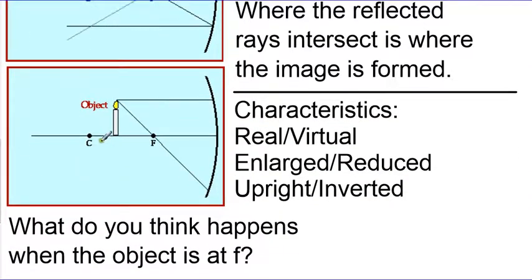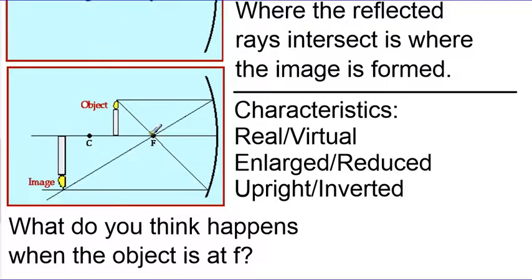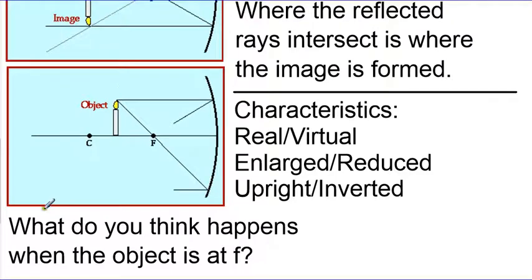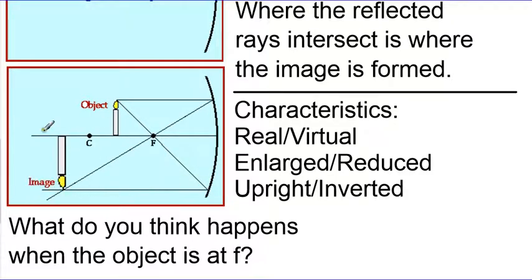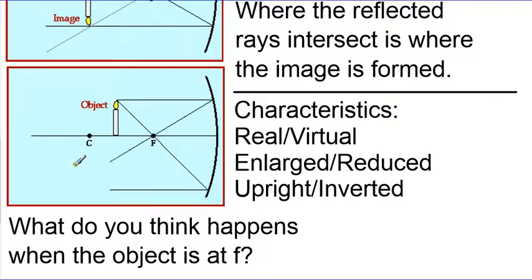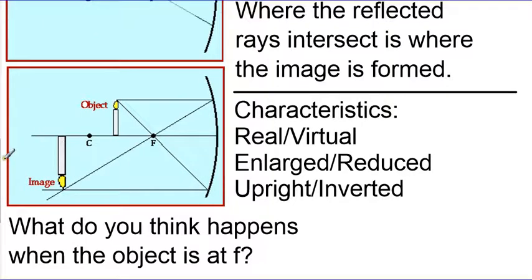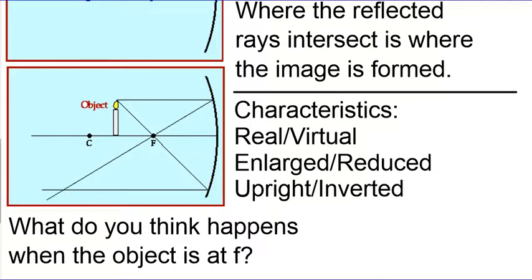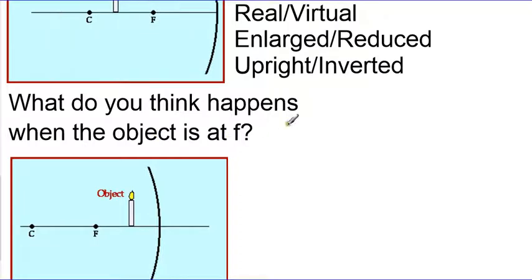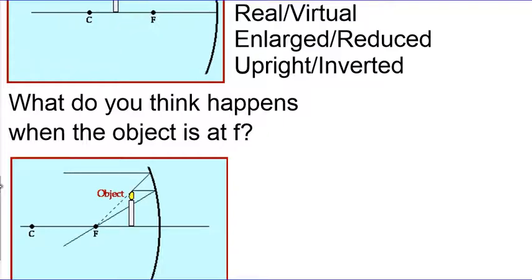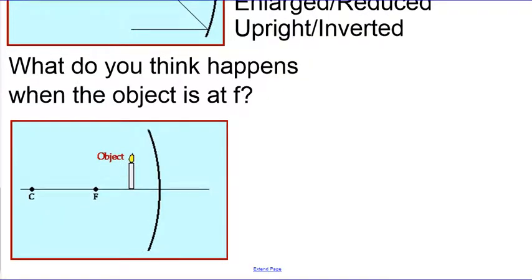Now, as we go to between the center of curvature and the focal point, same principle for drawing our ray diagrams: parallel, through the focal point, parallel. You'll notice that the image now is enlarged. It's much larger. It is inverted, and it is still a real image because it's on the same side of the mirror as the object. In this case, I'm going to skip what happens when the object is at the focal point, but we're going to address this in class, and I want to see what you think based off what we're talking about now and in just a little bit.